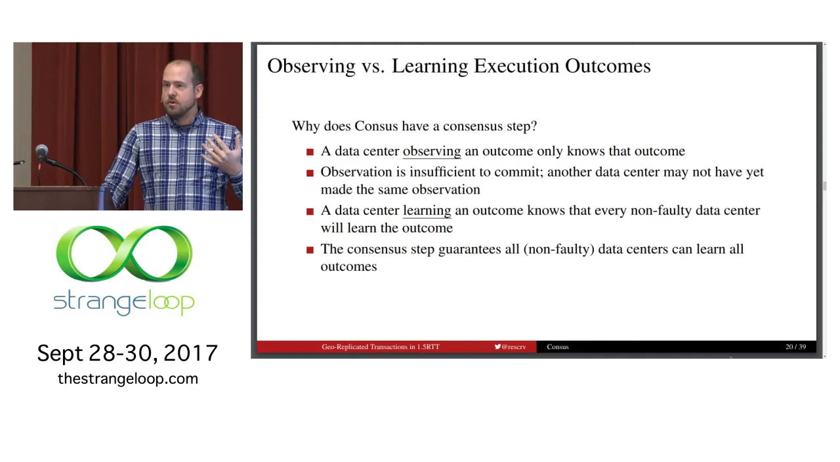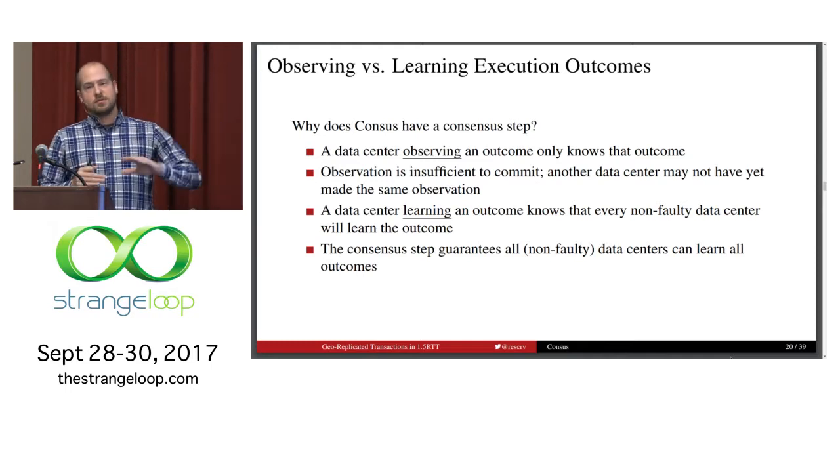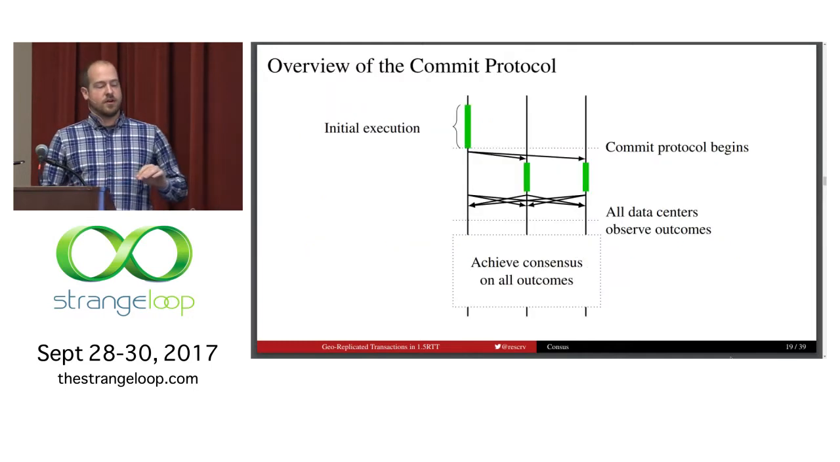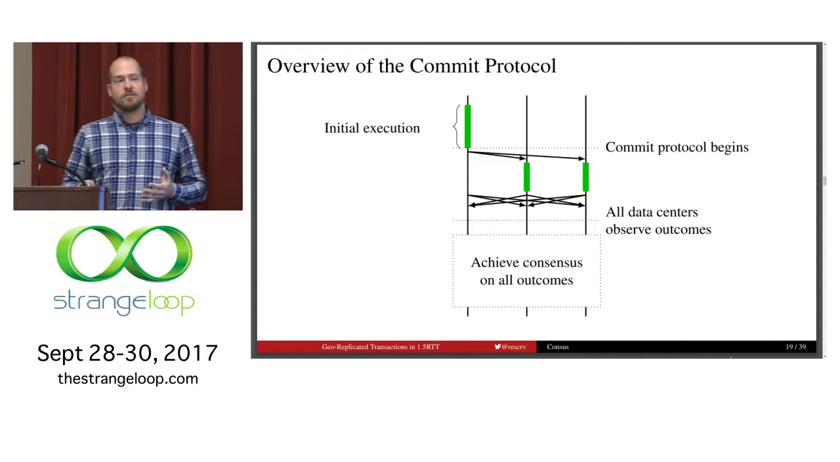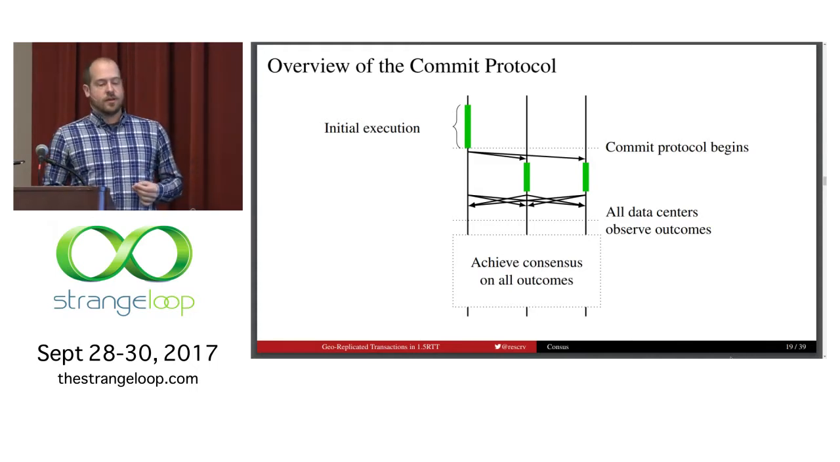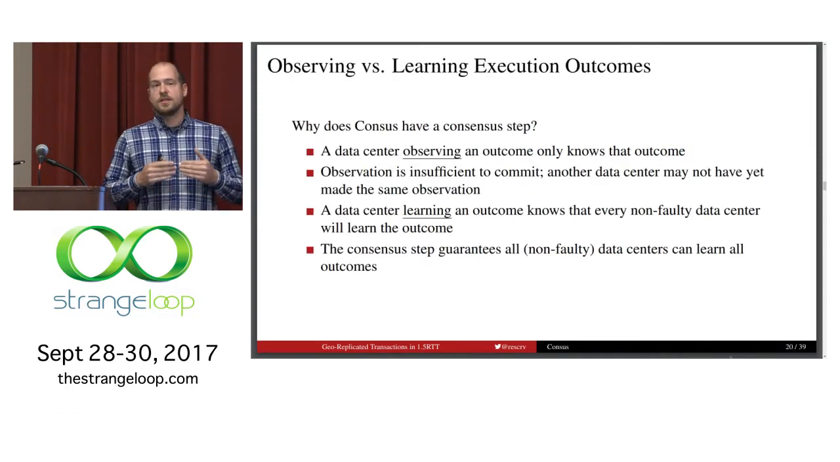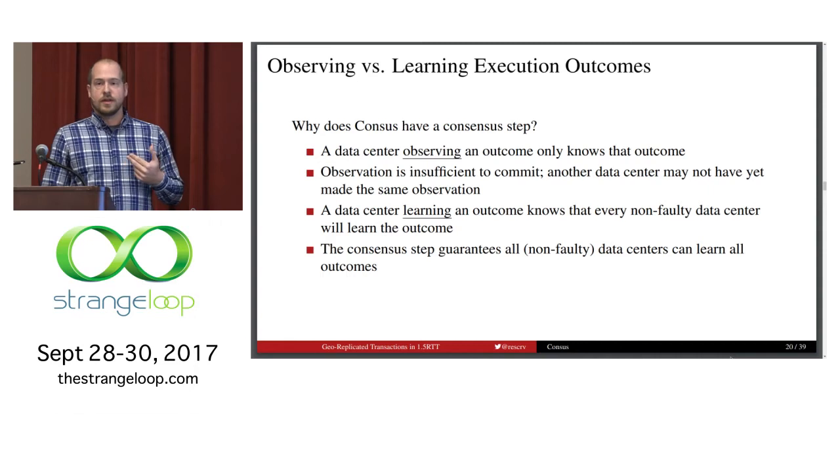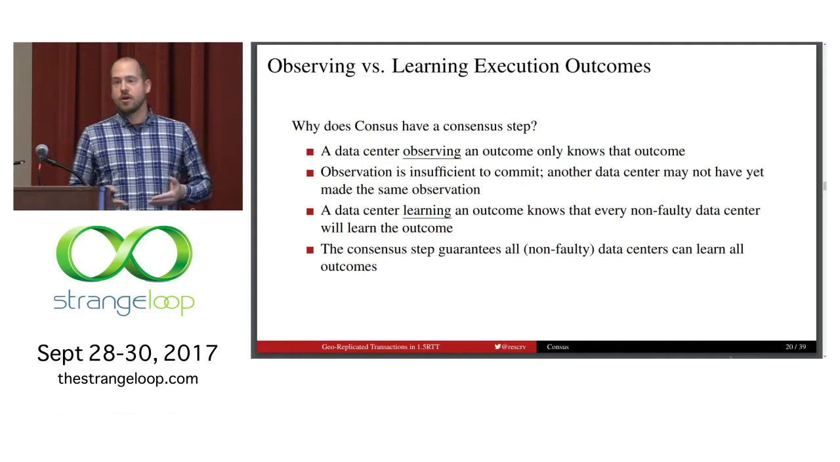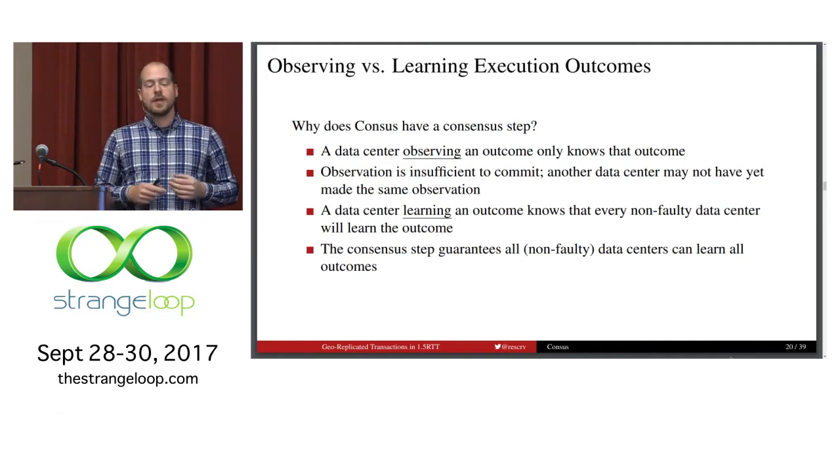Okay, so here we have the consensus step. It seems sort of unnecessary, right? At the second dotted line, everybody has observed the results. Why do we need a consensus step? Well, they've observed, but they haven't learned. Here I'm making a distinction that you won't necessarily find in the literature. Learning is there. Observing is a term that I'm using loosely.